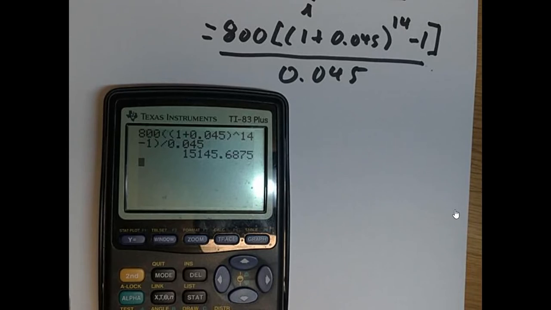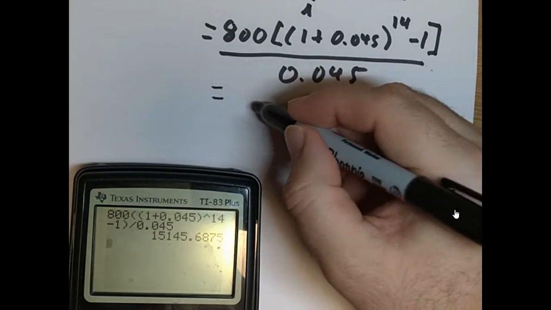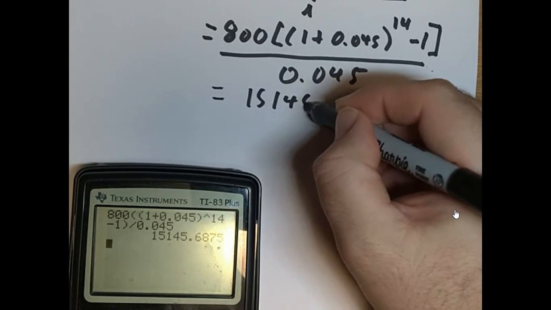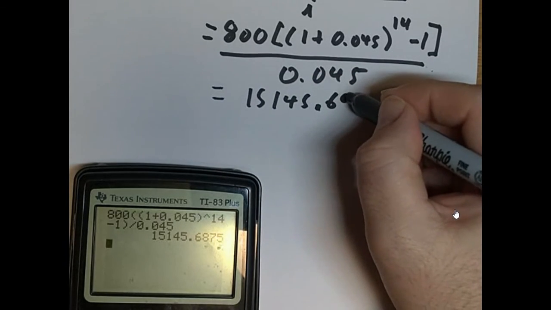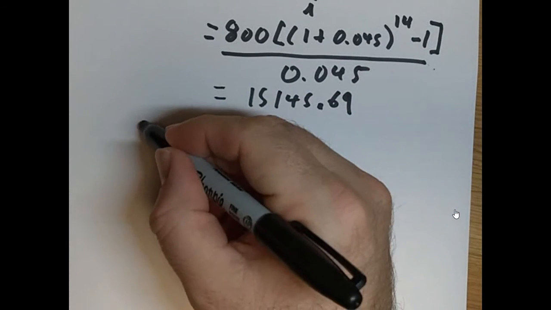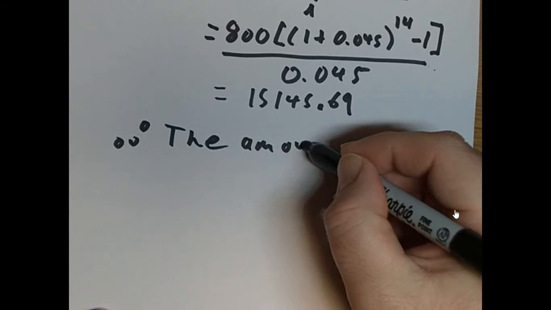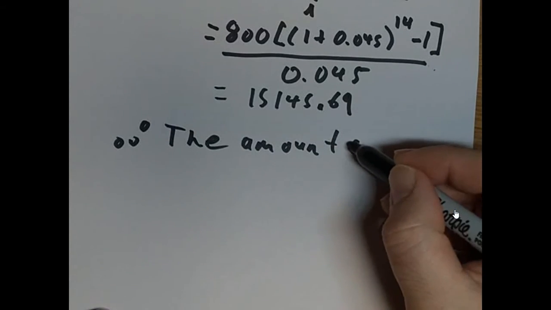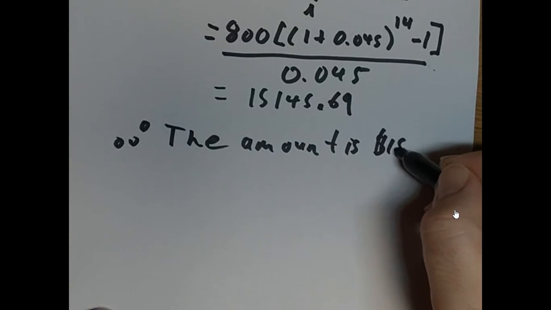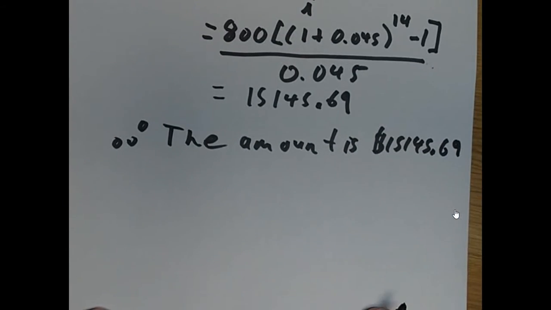And I hit equals. And I get 15. So I'm just going to write off the calculator, 15145.69. So I just round it to the 2 decimal places, and I put therefore the amount is 15145.69. And I write it there.